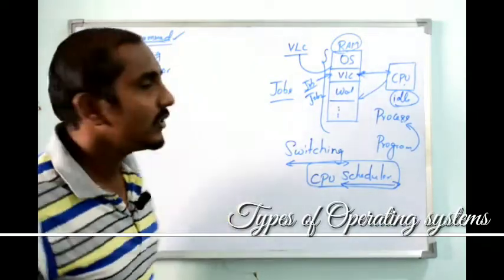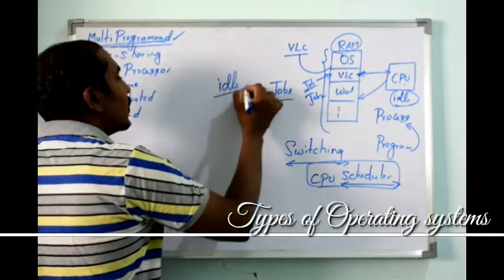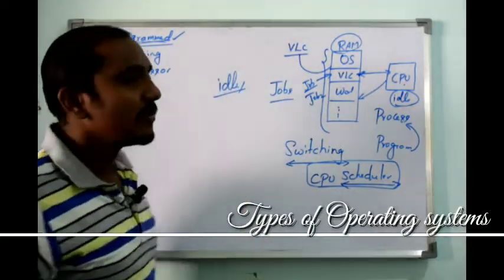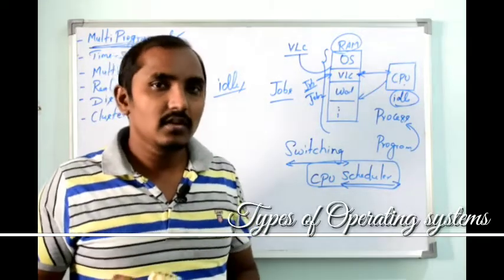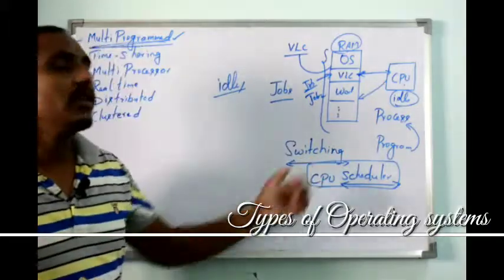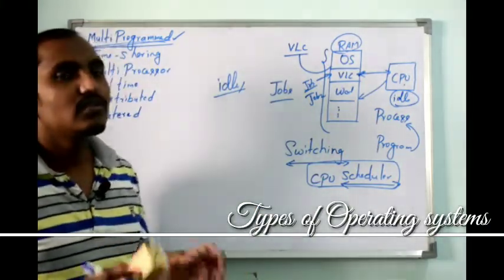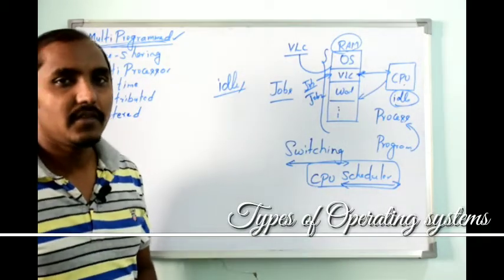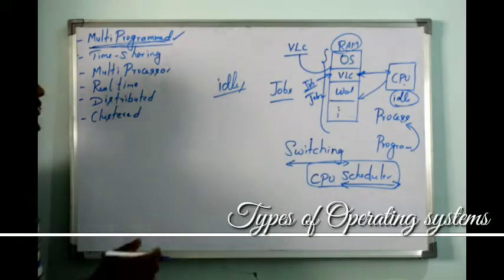What are the advantages? It reduces the idle time of your CPU. Idle time means the CPU should not be empty; it should be executing something. To reduce that idle time we use the concept called switching, so that whenever one program is waiting for some function, the CPU can execute the other program. Okay, so that is the concept called switching.